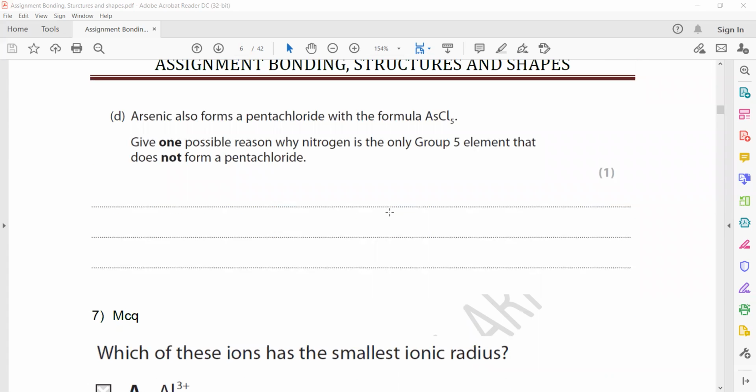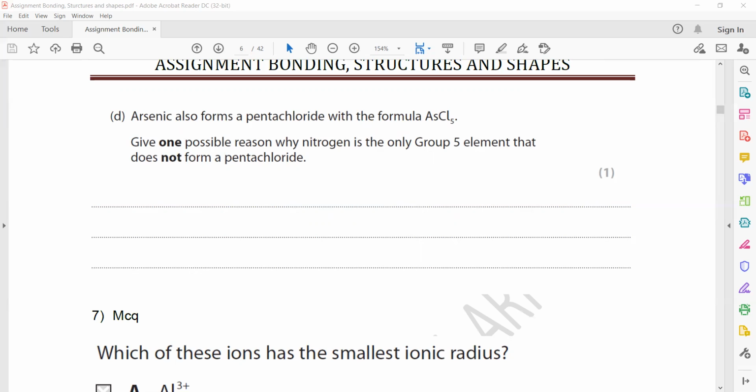Arsenic also formed pentachloride with a formula of AsCl5. Give one possible reason why nitrogen is the only group 5 element that does not form pentachloride. So what is the reason why nitrogen does not form pentachloride and the rest are forming?